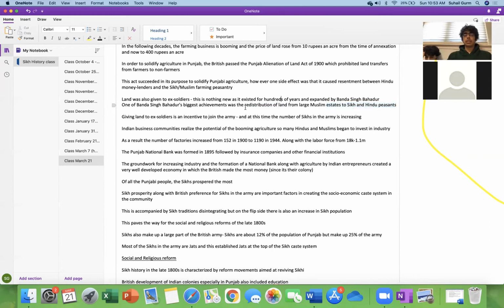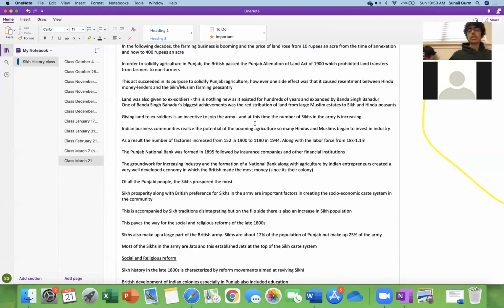But this redistribution of land, especially to ex-soldiers, actually started around Banda Singh Bahadur, and this is continued by the British, and it's expanded even more. The reason is that it's an incentive to join the army. If I join the army for a couple of years and then leave, I'm going to get some farmland. So I'll have a job in the army, and after I'm done, I have land to live on, food on the land, and a constant income. Life is great. That's why so many Sikhs join the army, because they're going to get land.